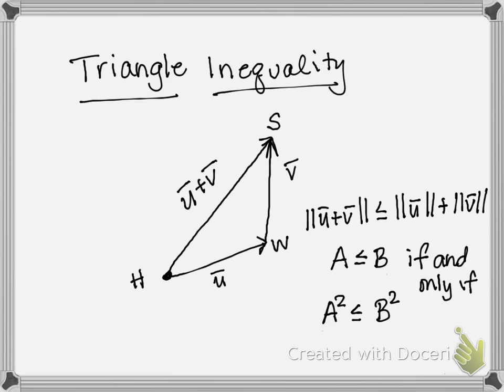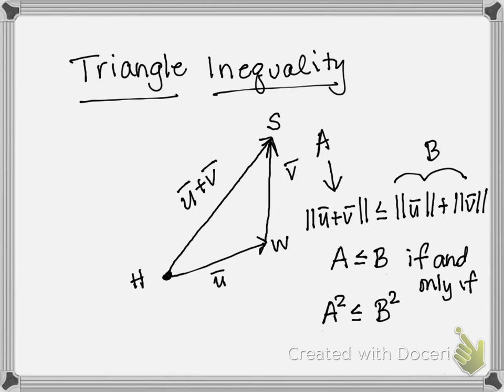Okay, so you can think about the left-hand side of the triangle inequality as being the A, and the right-hand side as being the B in my example. So I'm just going to show that A is less than or equal to B by showing that A squared is less than or equal to B squared. Okay, so let's do that.